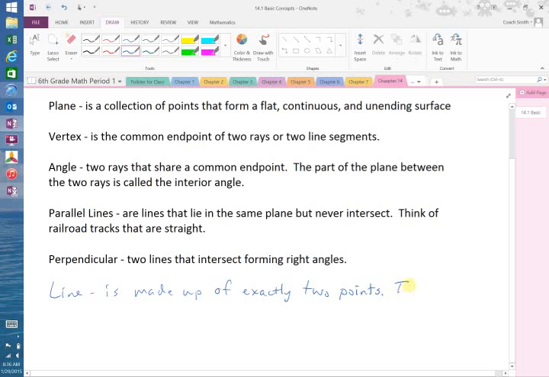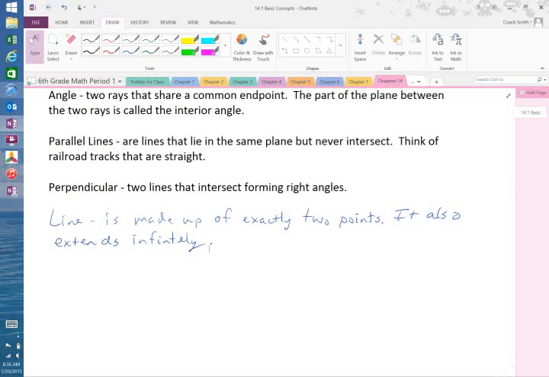Okay? It also extends infinitely. Okay? For example, okay? That's a line. Now, obviously, we can't draw.